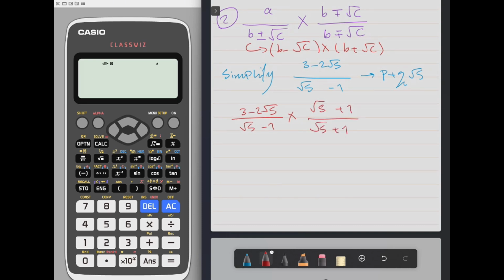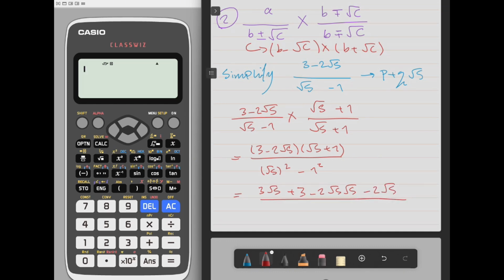Root 5 plus 1. And I'm going to write 3 minus 2 root 5 times root 5 plus 1 over root 5 squared minus 1 squared. Okay, this one is going to be 3 root 5 plus 3. Okay, let me go to the next slide. So 3 root 5 plus 3 minus 2 root 5 times root 5, minus 2 root 5 times 1, over 5 minus 1.